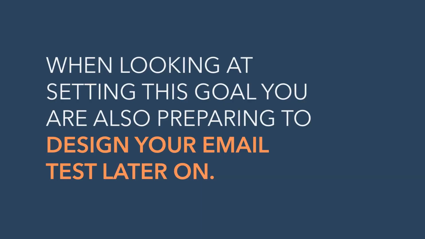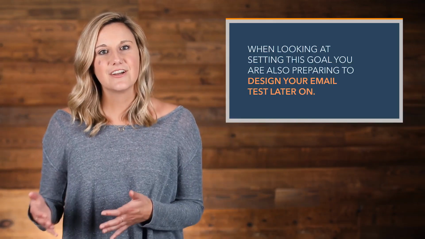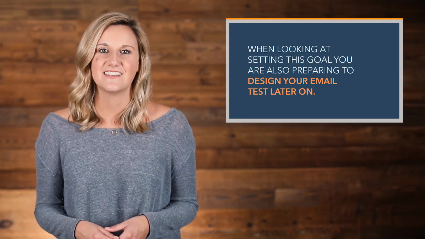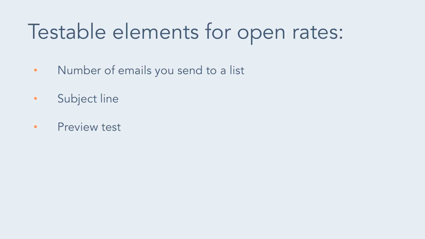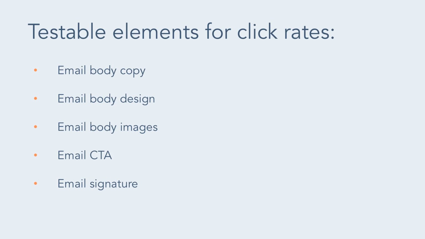When setting this goal for your email test, you'll also be preparing to design your email test later on. Take, for example, looking at the email elements you can test. Which elements can affect open rates? It could be a few things, such as the number of emails you send to a list, the subject line, and the preview text. And which elements can affect click-through rates? The email body copy, the body design layout, the body images, the CTA, and email signature.